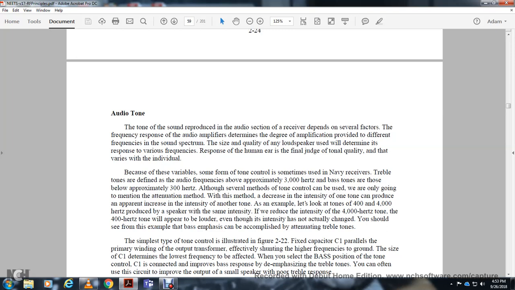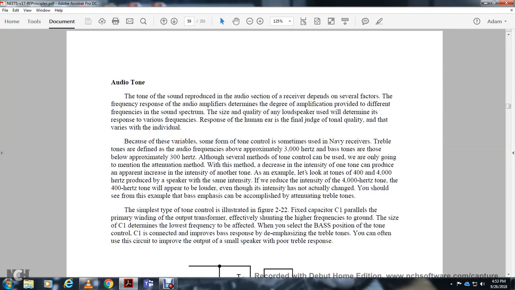Let's look at a 400 Hz and a 4,000 Hz tone produced by the speaker with the same intensity. If the intensity of the 4,000 Hz tone is reduced, the 400 Hz tone will appear to be louder even though its intensity has not actually changed. Bass emphasis can thus be accomplished by attenuating the treble tones. The simplest type of tone control is illustrated in figure 222, with a fixed capacitor across the primary of the output transformer.